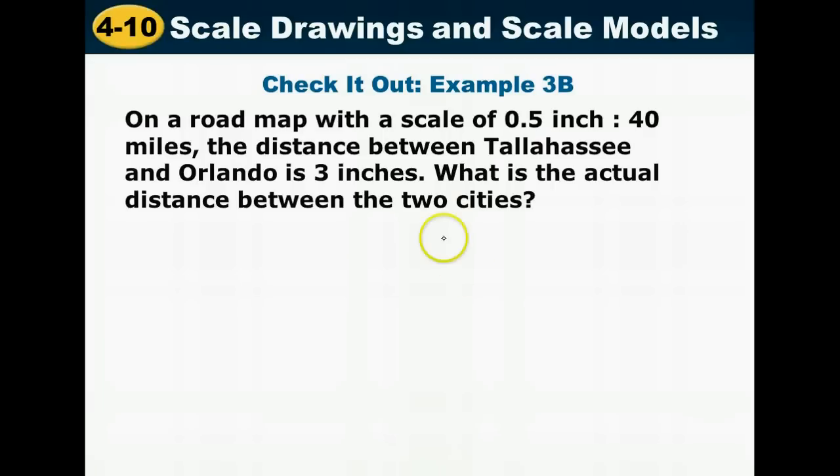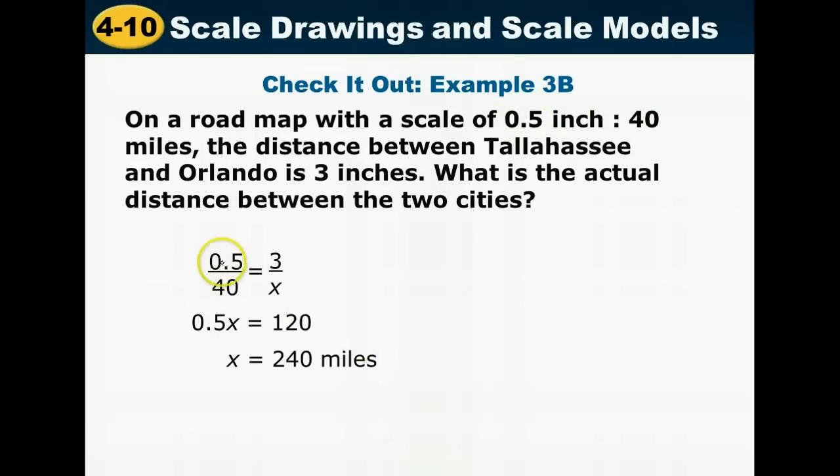All right, so let's take a look at the answer here. Here again, we are comparing inches to miles. For every half inch is actually 40 miles this time. Again, model, actual. And then we need to figure out what 3 inches is. Inches, inches, miles, miles. And then we find the cross product, which will be 240.